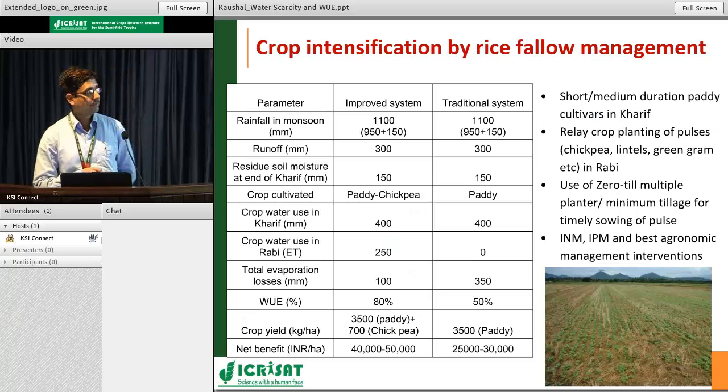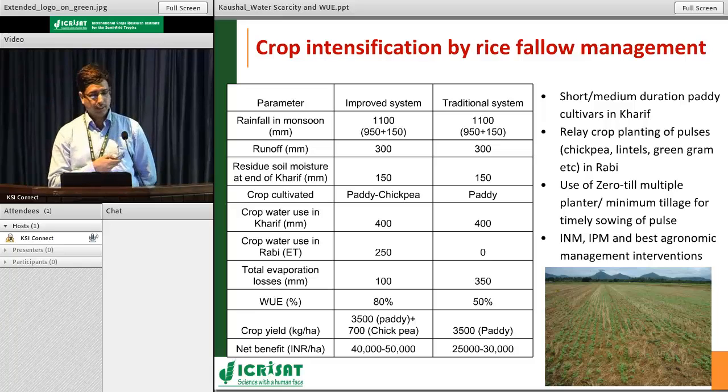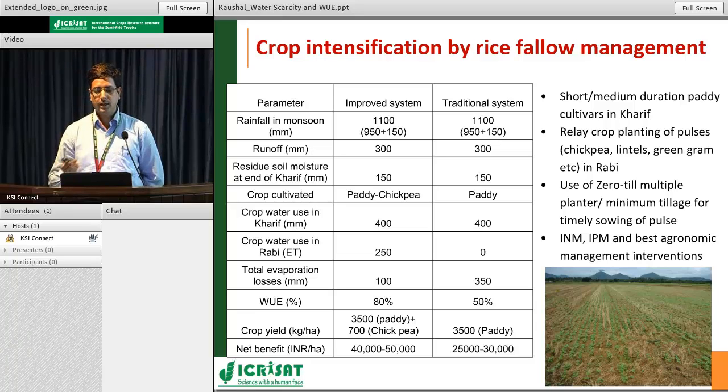We have worked out the water use efficiency from our Tata projects, and this is an example showing, for example, a Jharkhand kind of area where 1100 millimeter rainfall is there. Of that, 950 rain happens in monsoon and 150 in the post-monsoon period. Runoff generates nearly 300 millimeter, and nearly 150 millimeter of residual soil moisture is left at the end of the monsoon. And if you look at the crop water requirement for chickpea, it is nearly 250 to 300 millimeter. With the residual soil moisture and supplemental rains, it is possible to meet 80% of the crop water requirement of chickpea.